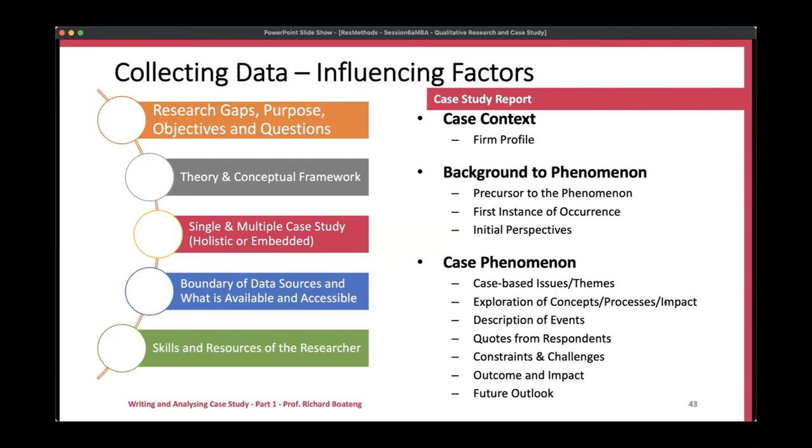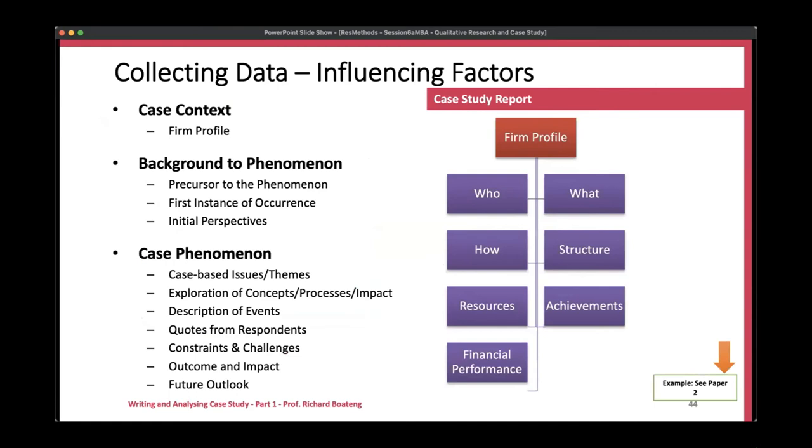So this is why the case context is important. We have mentioned that. Okay, then what else? The next thing is, what goes into a case context? First of all, who is the organization? How do they do their things? What resources do they have? What have they achieved? Or what do they engage in? What's the structure? Any achievements, any information about financial performance.